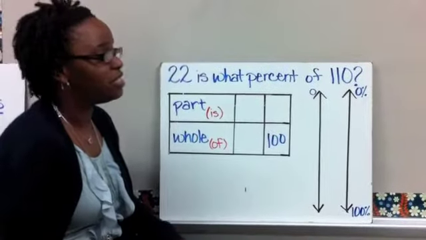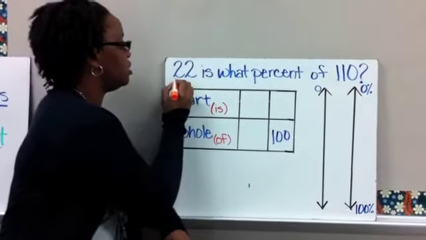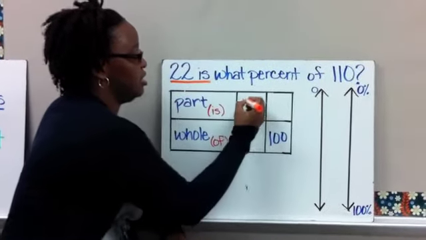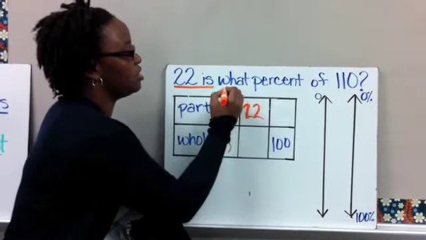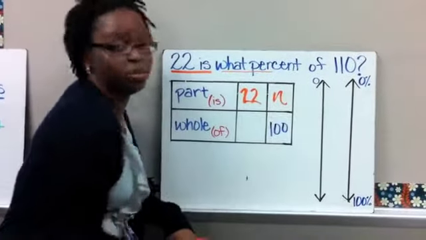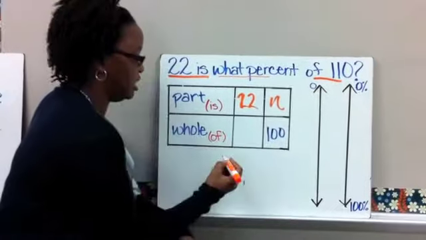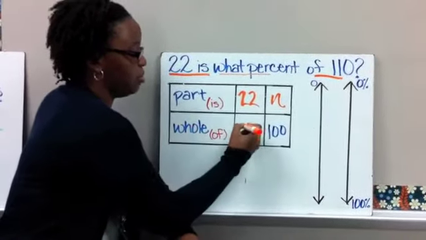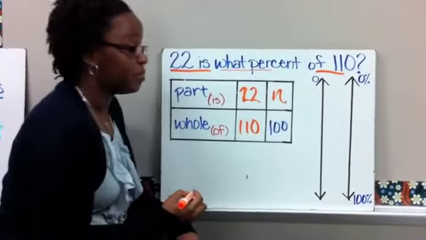22 is what percent of 110? So, first thing, 22 is, there's our part. What percent, meaning I don't know the percent this time. And so that's where we're going to place our variable. Lastly, of 110, so our whole, remember, is over of, places our 110 there.